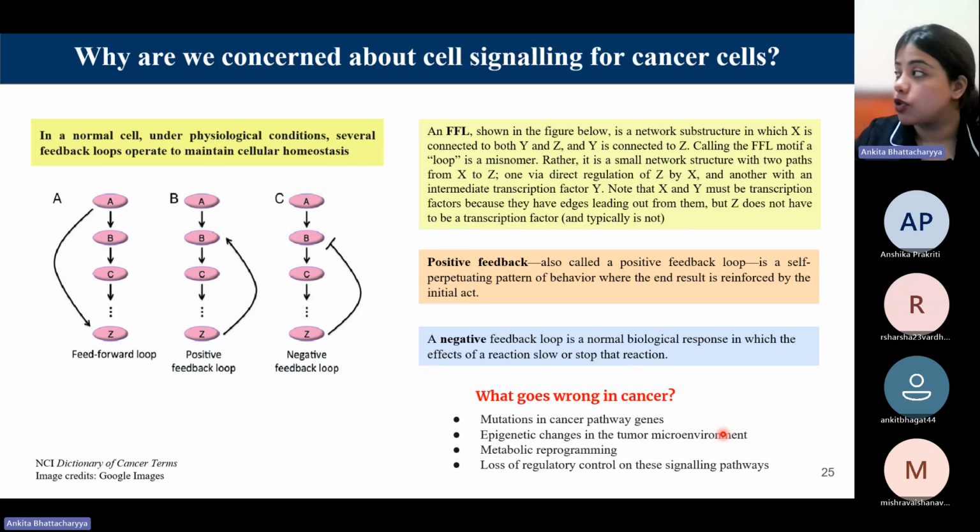When I say within the genome, I don't mean in the genome sequence. I hope you understand these terminologies, what genome exactly means. Genome is basically the entire genetic material, the DNA of the cell. So one way in which changes can occur are by mutations in pathway genes.